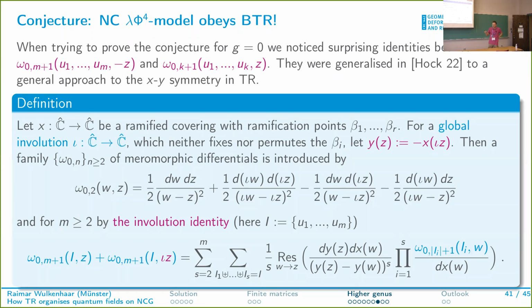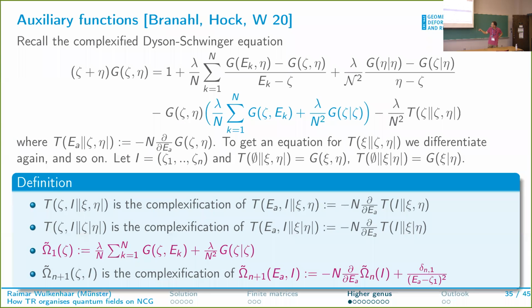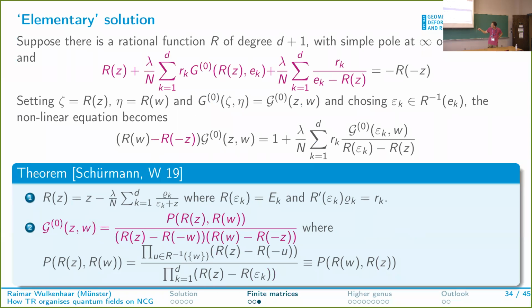Alex then understood that this can be vastly generalized. And this led to his paper on the XY symmetry and the talk on Monday. The origin is this relation which we had here. And this reflection z to minus z, well, this is what is here. So the x of topological recursion is r of z, and the y of topological recursion is minus r of minus z, which we have seen all the way previously. Starting here, this is the y.